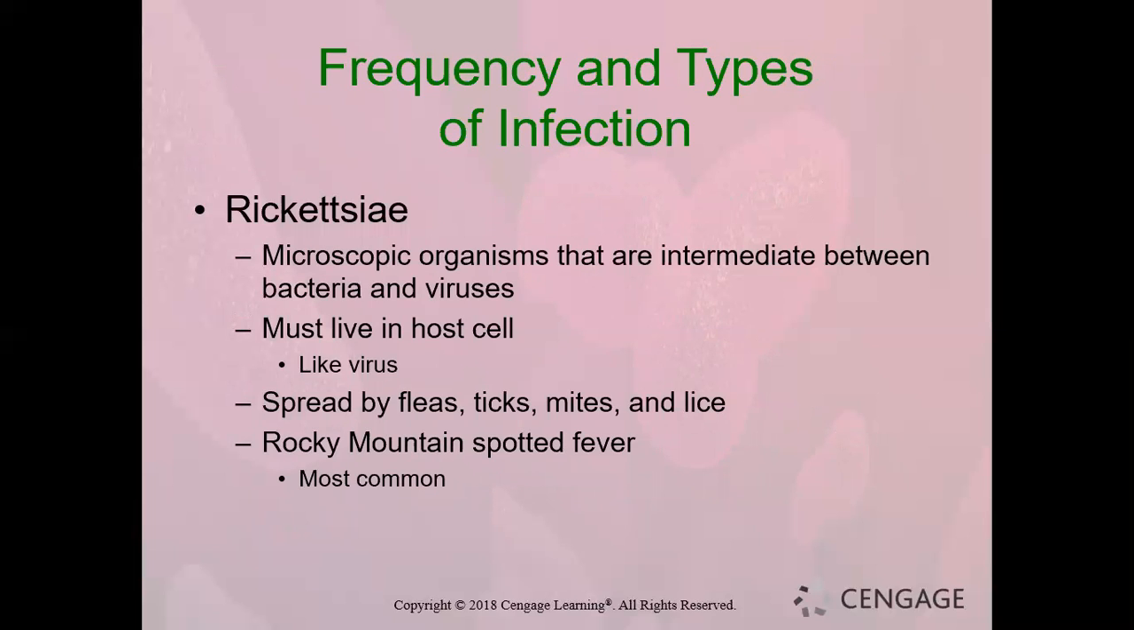They're often difficult to cure and may require long-term therapy. Rickettsiae are microscopic organisms that are intermediate between bacteria and viruses. These must live in a host cell like a virus, and they're spread by fleas, ticks, mites, and lice. I say rickets, there is a rickets, but this is more like rickettsia. I don't even know exactly how that's pronounced, but this is a type of infection, and it can cause different things like Rocky Mountain spotted fever. That's the most common, that's spread by ticks.